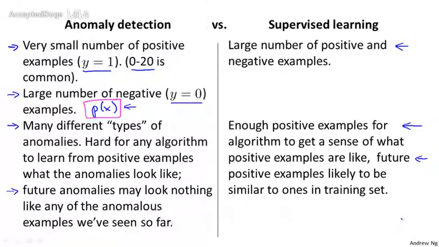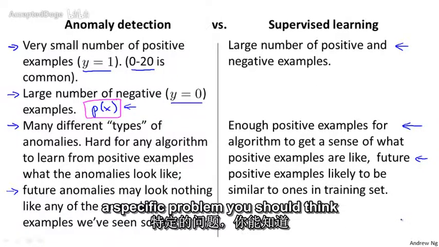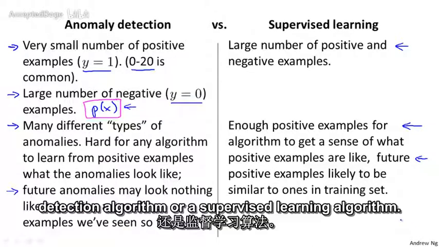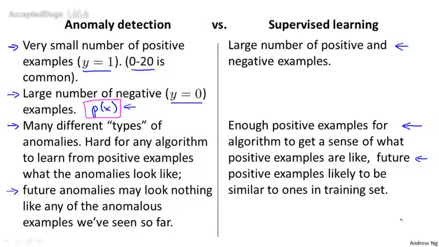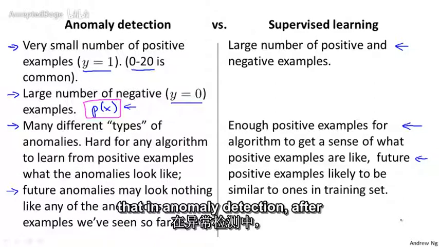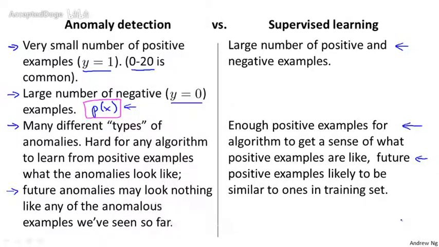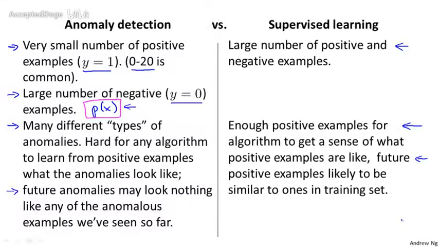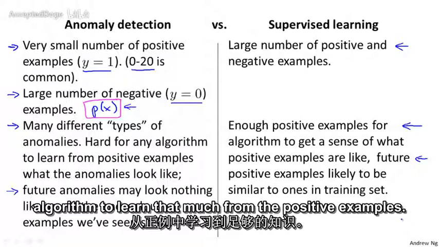So hopefully this gives you a sense of, if you have a specific problem, should you think about using an anomaly detection algorithm or a supervised learning algorithm. And the key difference really is that in anomaly detection, often we have such a small number of positive examples that it's not possible for a learning algorithm to learn that much from the positive examples.